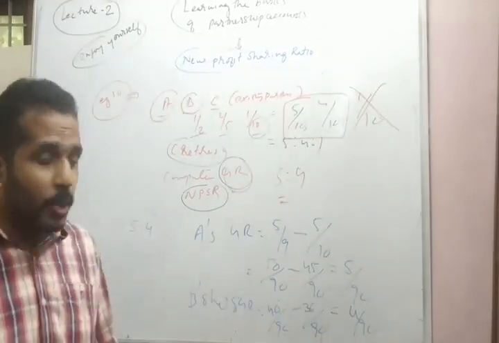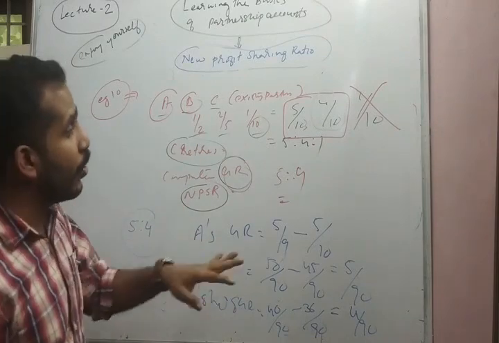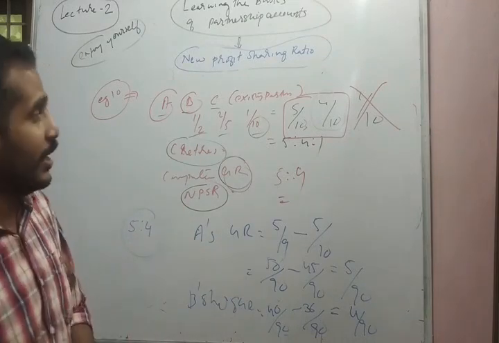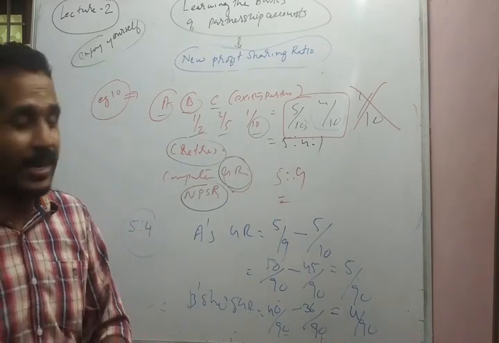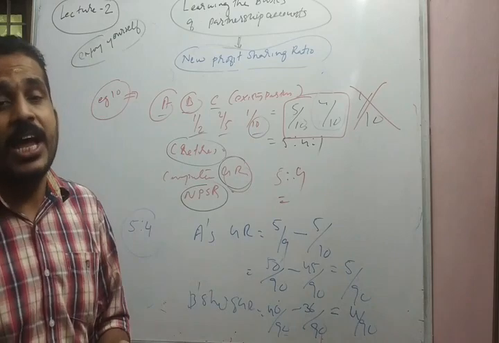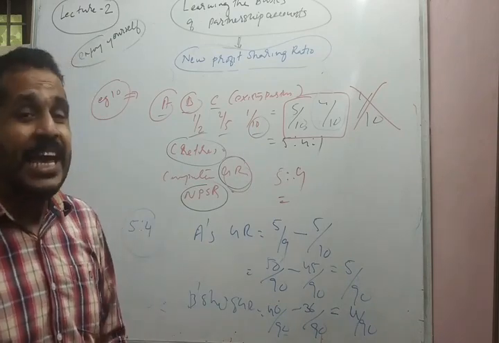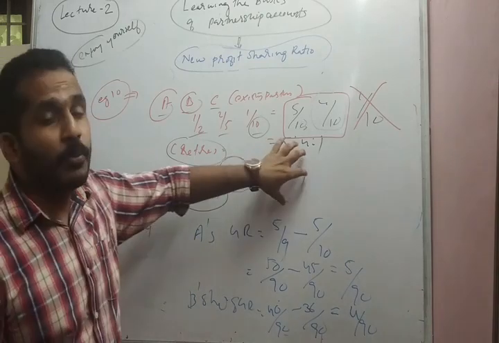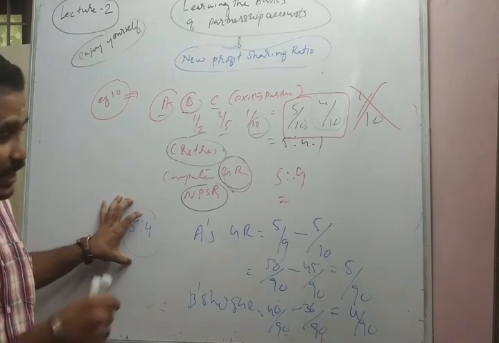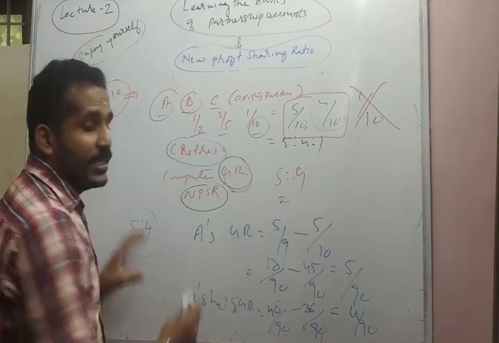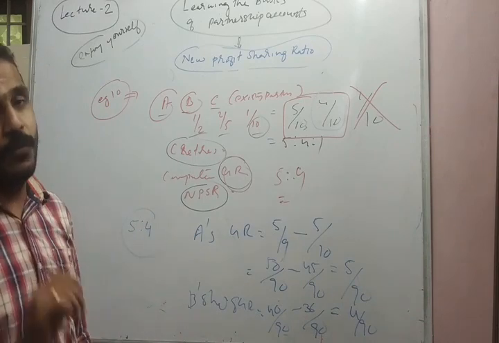So what I am going to conclude is, if the share of distribution by the outgoing partner is not given in the question, then the existing partners' share before retirement can be taken as such as the new profit sharing ratio of the existing partners. In that case, the new profit sharing ratio will be equal to the gaining ratio as well. In the illustration we have seen, 5:4 is the new profit sharing ratio, and the gaining ratio is also 5:4.